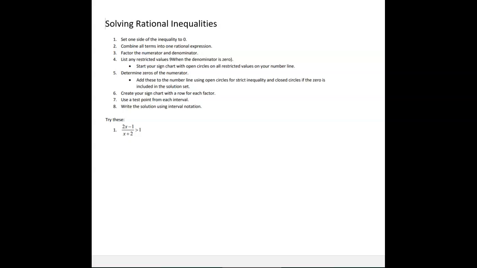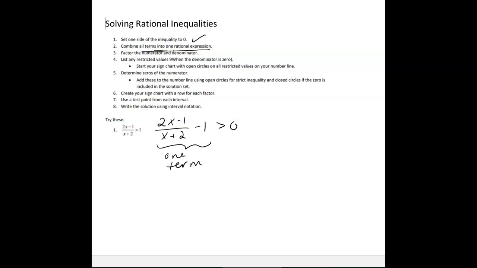We want to set one side of the inequality equal to 0. So we're going to take this (2x minus 1) over (x plus 2). We need to subtract the 1, so we will have a 0 on the right side. And then we need to combine all terms into one rational expression. So as of right now, we have two terms, and we want to get this to one term.